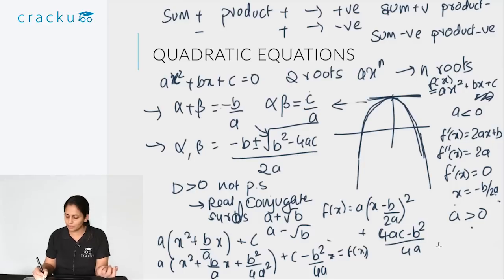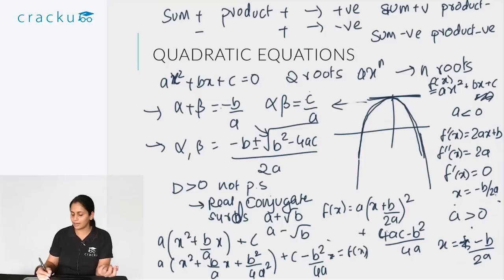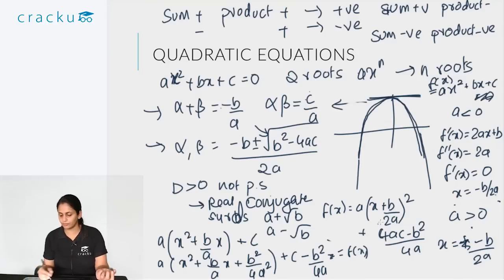So the minimum value will occur when x is equal to minus b by 2a, and the minimum value will be equal to 4ac minus b square by 4a. That is when this value becomes 0. So that is the basic fundamental behind quadratic equations.